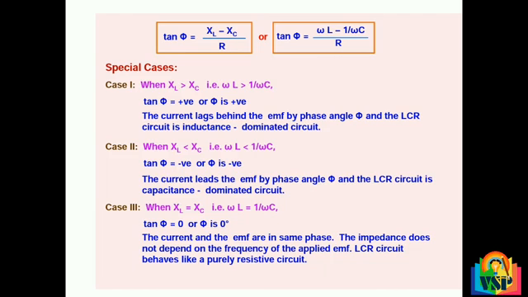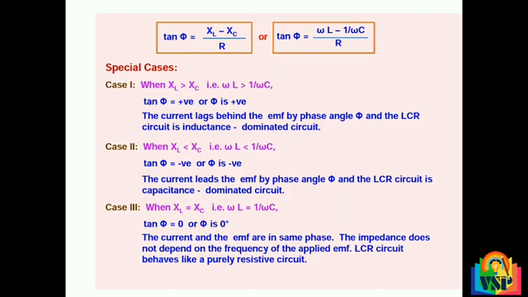Next, XL is less than XC, that is omega L is less than 1 by omega C. Tan phi is negative, or phi is negative. The current leads the EMF by phase angle phi, and the LCR circuit is a capacitance dominated circuit. Hence voltage lags behind the current by a phase angle phi. Therefore the AC circuit is a capacitance dominated circuit.